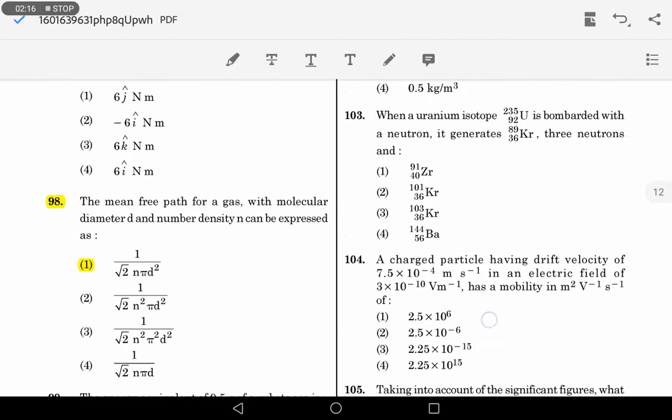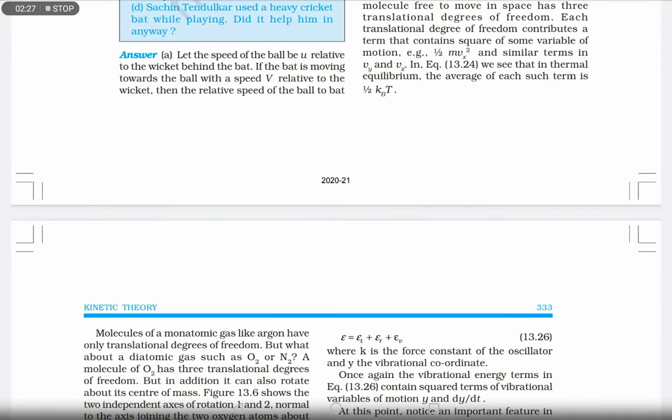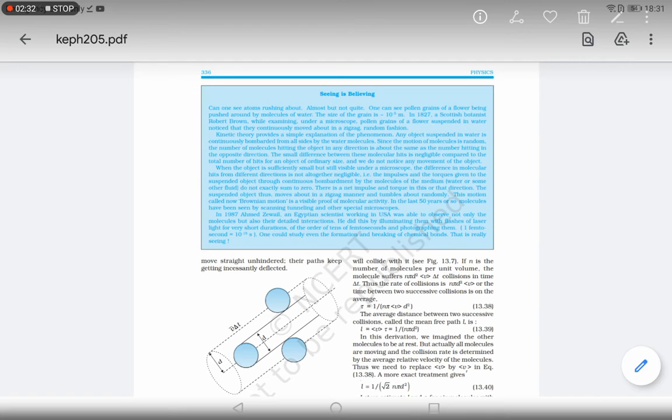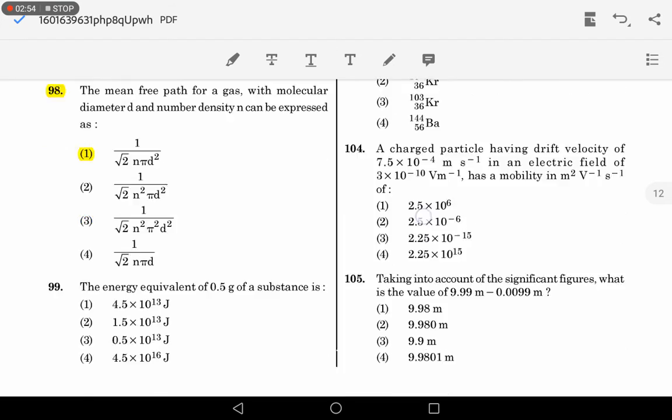Now moving on to the next question, 98. The mean free path for a gas with molecular diameter d and number density n can be expressed as. Even this is a direct NCERT based statement, which I'll show you now. So you can see that L equals 1 by root 2 n pi d square, where L stands for mean free path. 1 by root 2 is constant, pi is also constant, n is the number density and d is the diameter of the molecules involved. So all these questions are directly based on NCERT text lines.